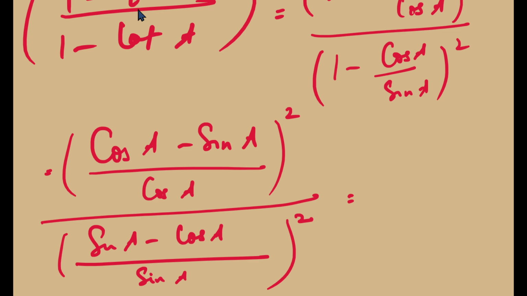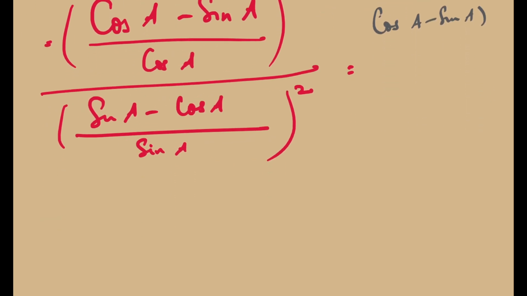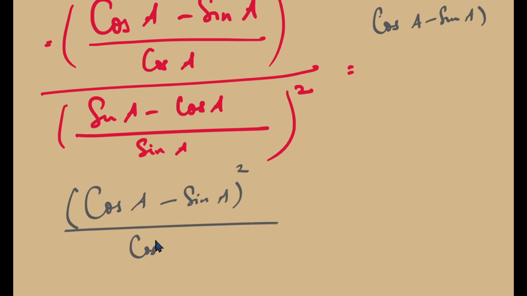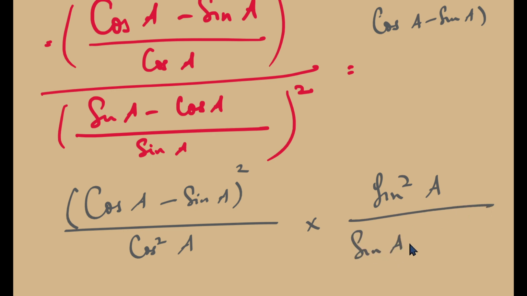It's just easy. Let us split the squares. It is cos a minus sin a the whole squared by cos squared a, and for the denominator, I'll bring it here and multiply using the reciprocal of the denominator, so sin squared a by sin a minus cos a the whole squared. Now what is the difference between these two terms, cos a minus sin a the whole squared and sin a minus cos a the whole squared? They are just the negative of one another.